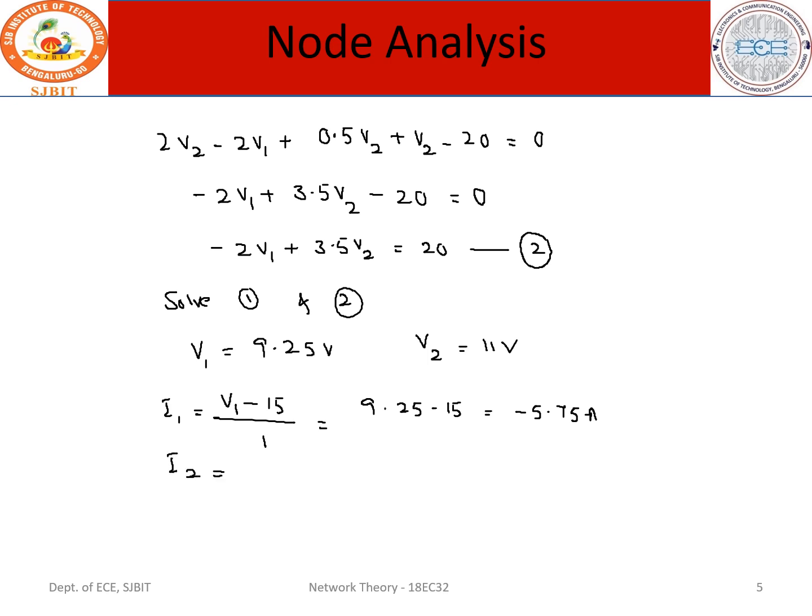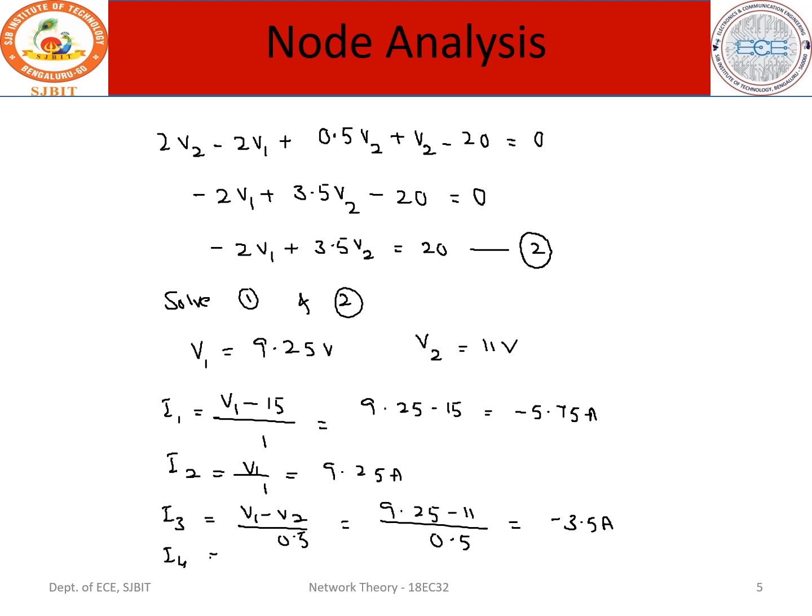Then I2 is equal to V1 by 1, that is 9.25 amps. I3 is given by (V1 minus V2) divided by 0.5, that is (9.25 minus 11) divided by 0.5, which is minus 3.5 amps. Here also I3 is flowing in the opposite direction. Then I4 is equal to V2 by 2, that is 0.5 amps. And I5 is equal to (V2 minus 20) divided by 1, that is minus 9 amps. I5 is also flowing in the opposite direction.